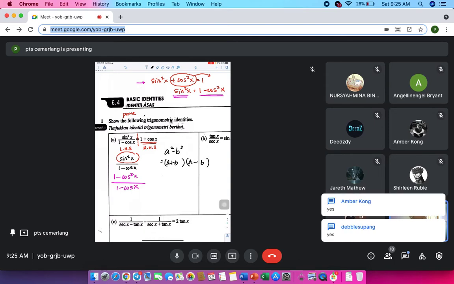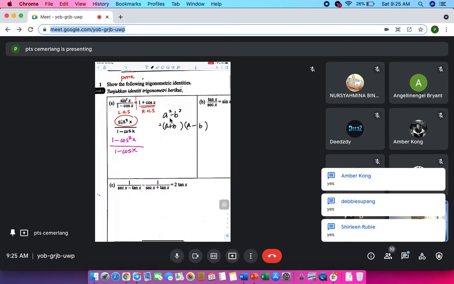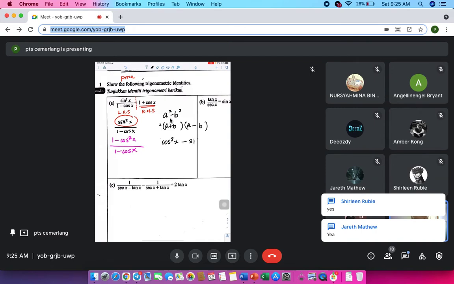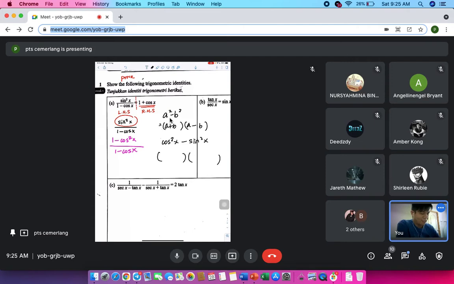Okay. If I give you in terms of your sine and cos, katakan cos square X minus sine square X. Okay, tell me what's this? Cos square minus sine square. Kalau cikgu bagi cos square minus sine square, use the same idea. So apa jadi? Cos plus sine, cos minus sine. Very good. Cos X plus sine X, cos X minus sine X. Very good, okay?